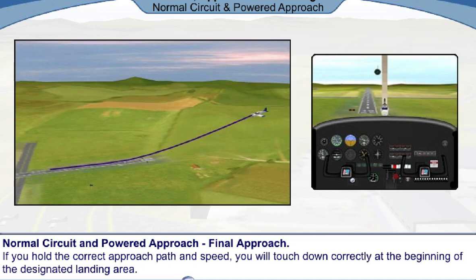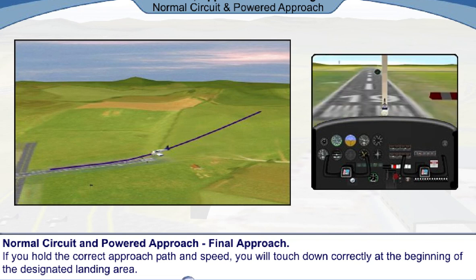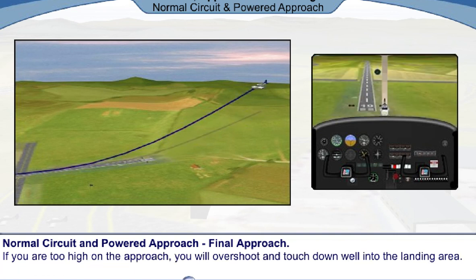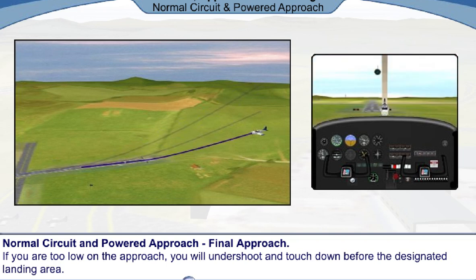If you hold the correct approach path and speed, you will touch down correctly at the beginning of the designated landing area. If you are too high on the approach, you will overshoot and touch down well into the landing area. If you are too low on the approach, you will undershoot and touch down before the designated landing area.